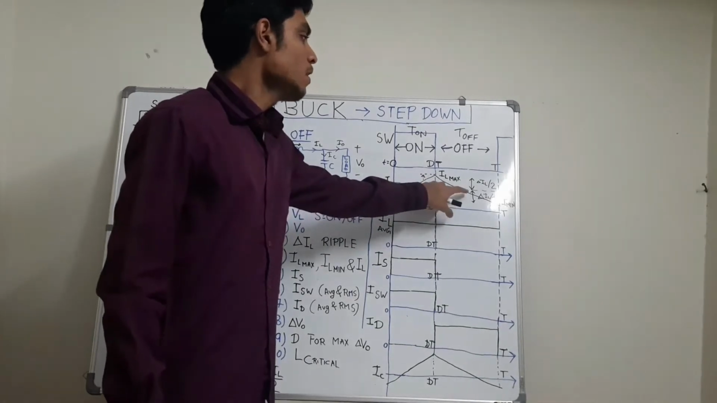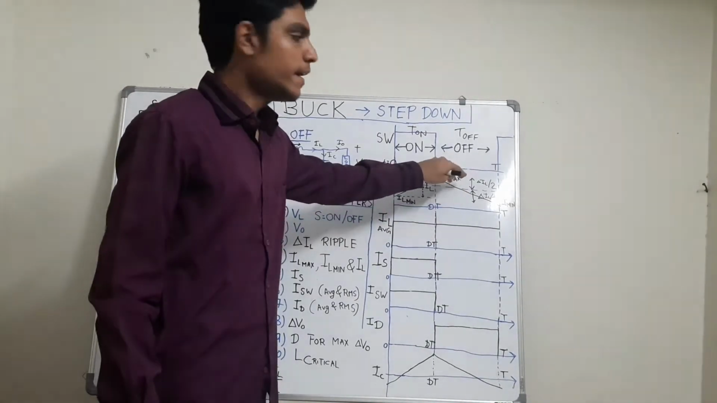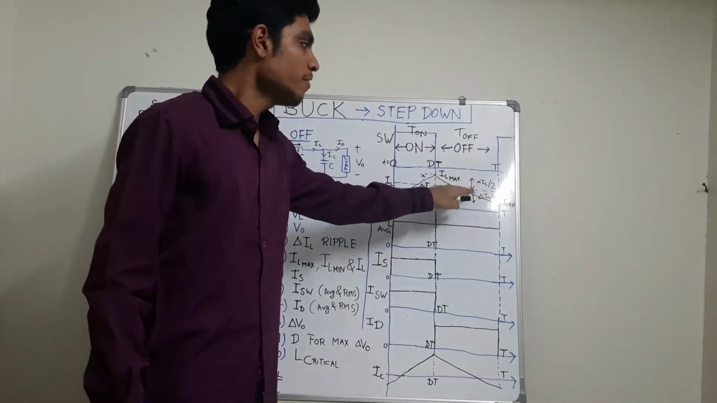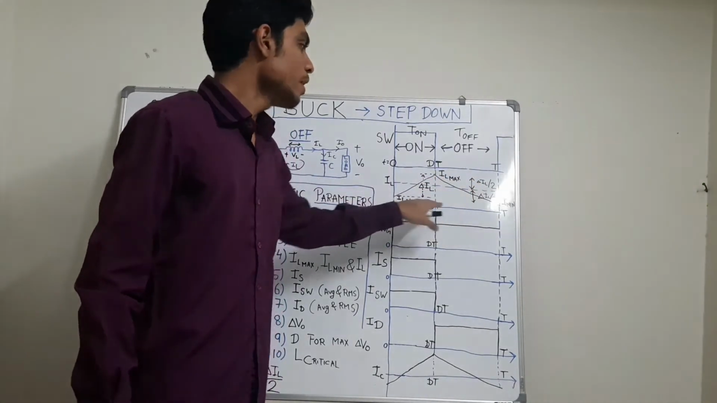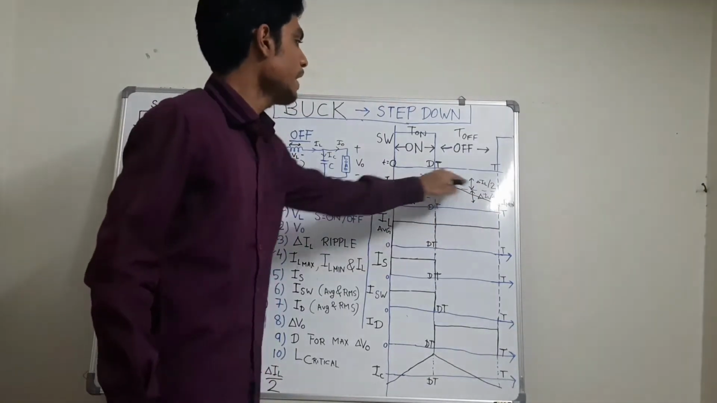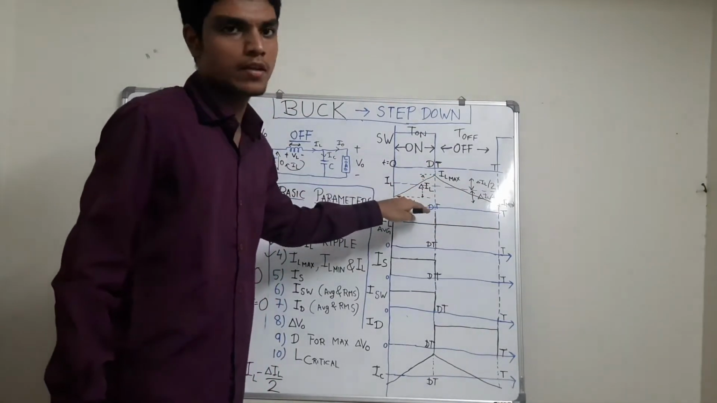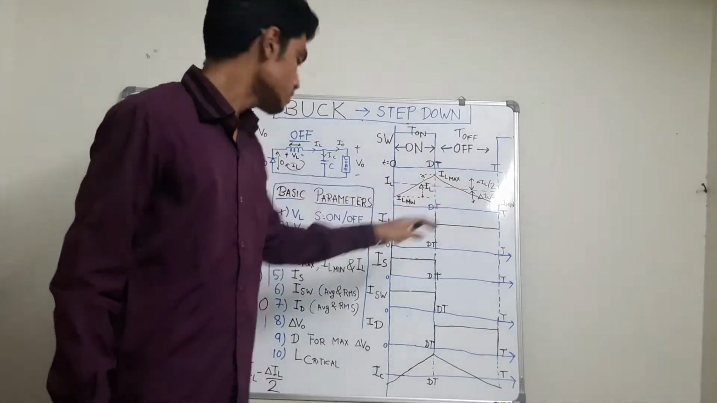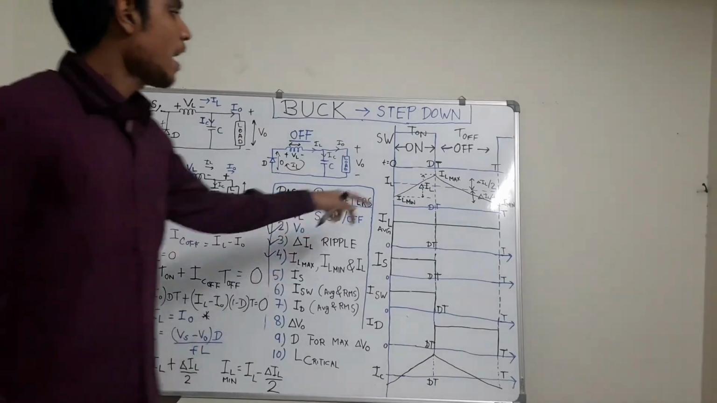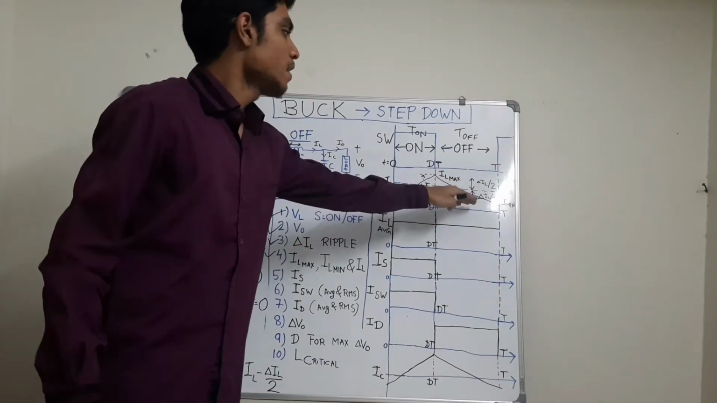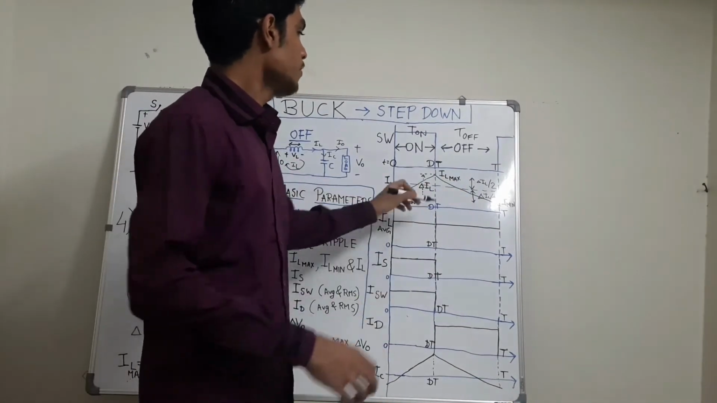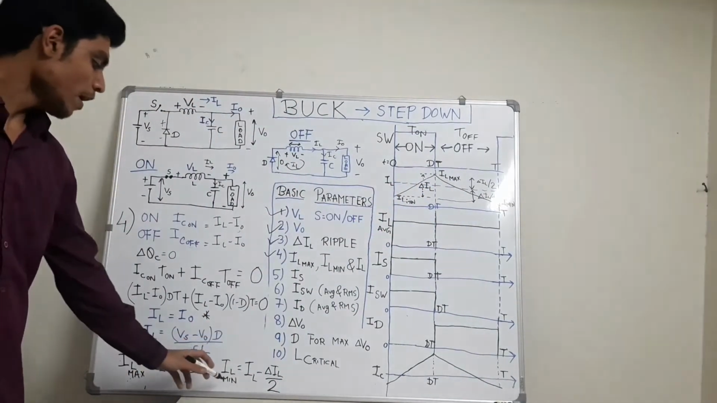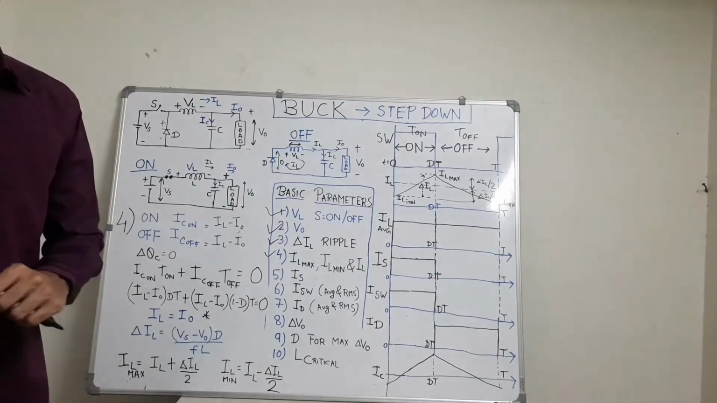Therefore, if we add del IL by 2 to IL, we will get IL max, and if we subtract del IL by 2, we will get IL min, because the average lies in the center of IL max and IL min. That's why IL plus del IL by 2 is IL max, and IL minus del IL by 2 gives us IL min.